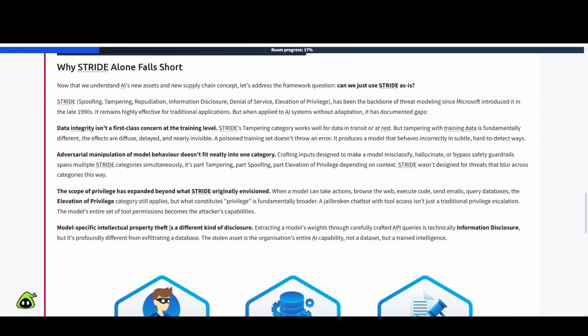Model-specific intellectual property theft is a different kind of disclosure. Extracting a model's weights through carefully crafted API queries is technically information disclosure, but it's profoundly different from exfiltrating a database. The stolen asset is the organization's entire AI capability, not a dataset, but a trained intelligence.